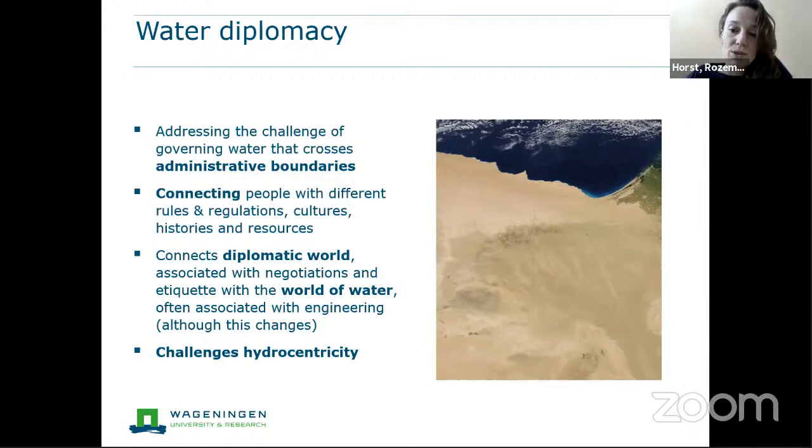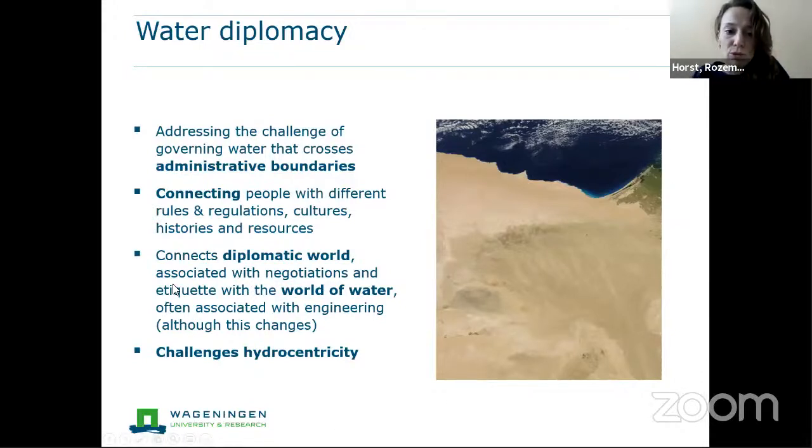And this water connects people with different rules and regulations, cultures, history, and resources. And that is also one of the biggest challenges, I think, that we have not addressed, but that actually several projects also in the Nile Basin are addressing. And I know of the work of IGRAC indeed and GIZ that are specifically targeting connecting the different rules and regulations also on groundwater.